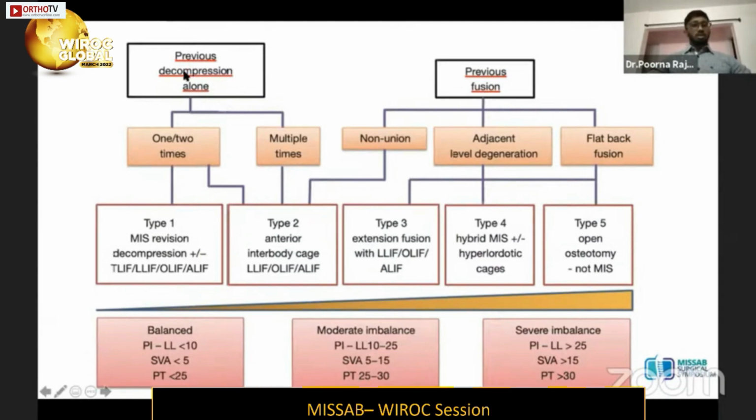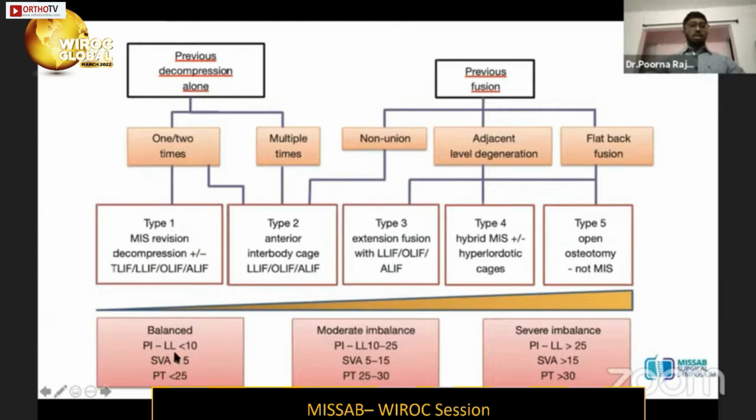In the decompression category, as you can see on the screen, one or two times of decompression, and you can see here in the baseline the sagittal profile they considered in formulating this algorithm. For the sagittal profile, the pelvic incidence minus lumbar lordosis is normally more or less the same. If the difference is more than 25, they considered it a severe sagittal imbalance. And a sagittal vertical axis greater than 15 centimeters is also considered a severe sagittal imbalance.